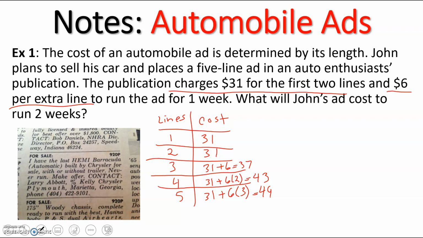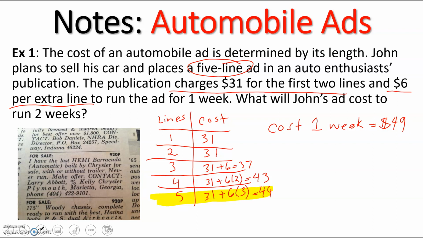So let's start with just 1 week. So what I have in this table represents 1 week. So John is running an ad that is 5 lines in length, okay? So we're focused on this row of our table. So we know that in order for him to run his ad for 1 week is $49, okay? So the cost for 1 week is $49.